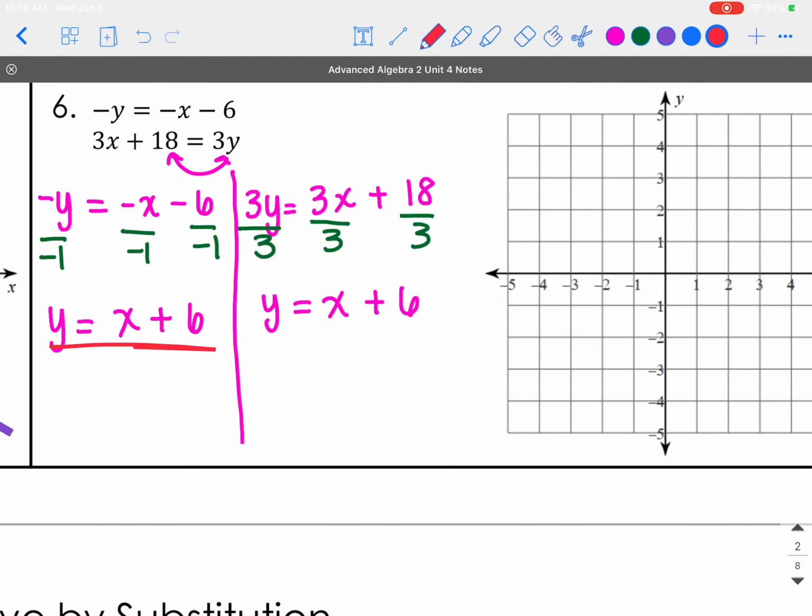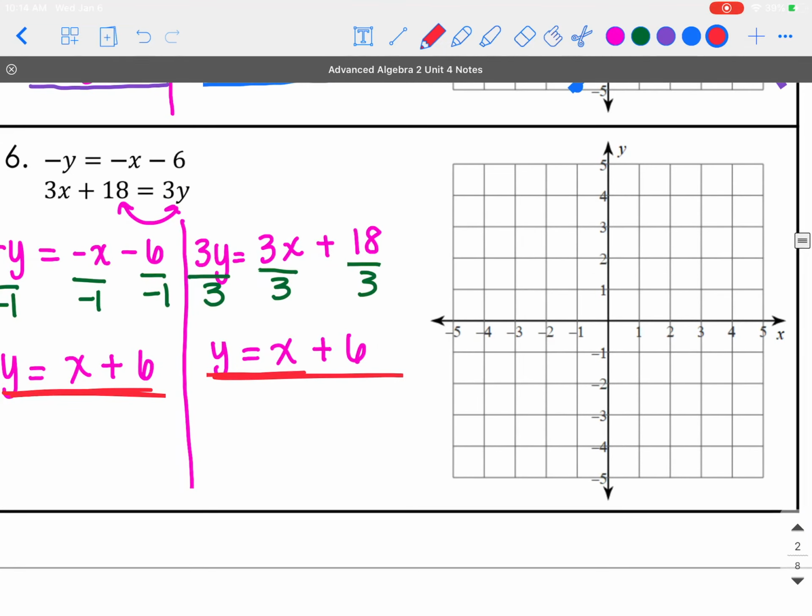And what do you notice about these 2 lines? They are identical, which means they're the exact same line, which means that we're going to have infinite solutions.